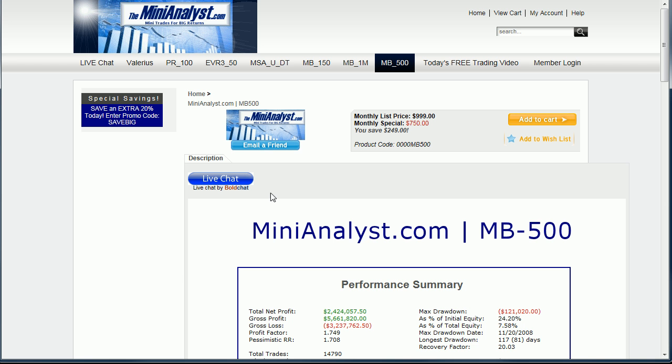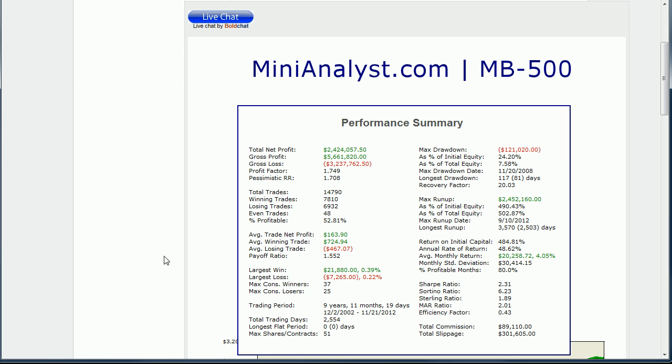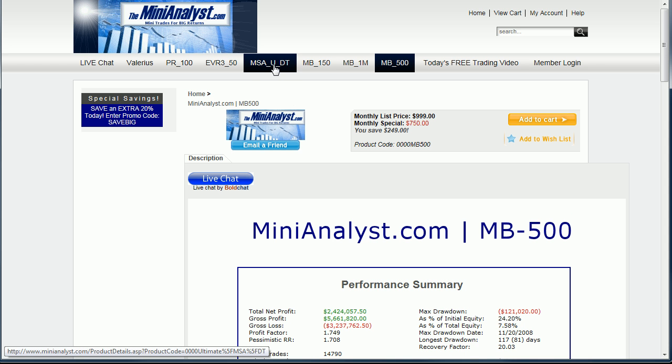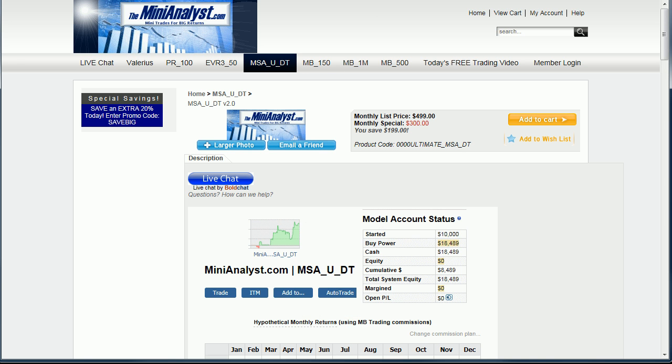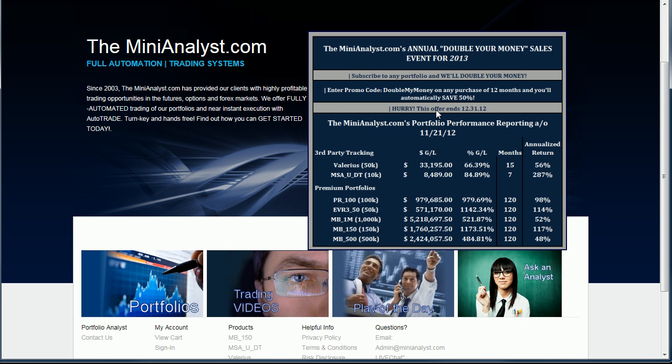So we're going to go ahead and switch over and look at a couple of those portfolios that we were just looking at. Let's take a look at the MSCI UDT. As you can see, well, let's go back to the home page, shall we? So this is our Double Your Money sales event, and you can look at a quick snapshot of how everything's gone. Valerius, $50,000 portfolio. MSCI UDT, $10,000 portfolio. Has been tracked by a third party. 15 months for Val, 7 months for the MSCI UDT, and 287% annualized return for the MSCI UDT.